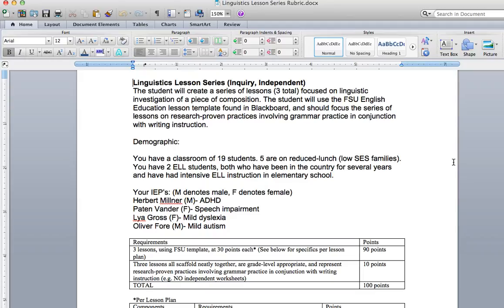Creative writing, I will let you know that the one thing that I will be looking for if you choose to do creative writing is research that backs up your use of creative writing in the classroom, because the Florida standards and Common Core standards don't include creative writing in their standards list. So you do need to explain why it is that you're using something that isn't a standard.